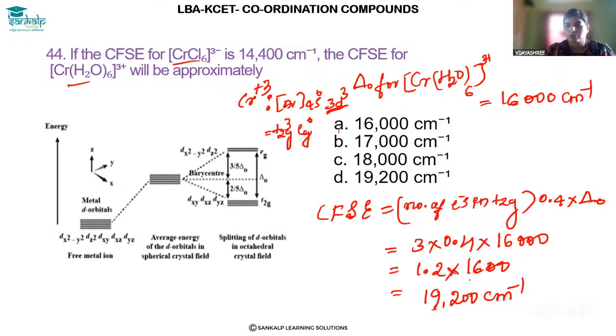So the right answer here is option D, 19,200 per centimeter. Option D is the correct answer here. So the CFSE, crystal field stabilization energy, for Cr(H2O)6 3+ will be approximately 19,200 per centimeter. Thank you.